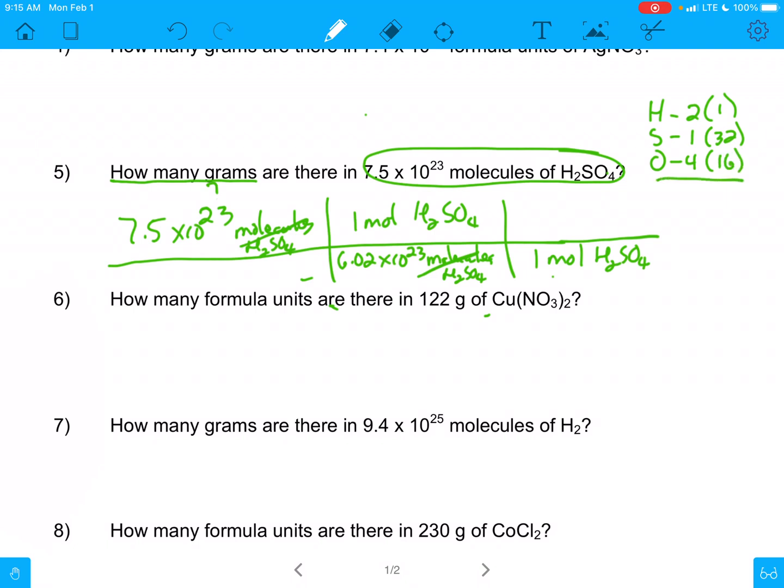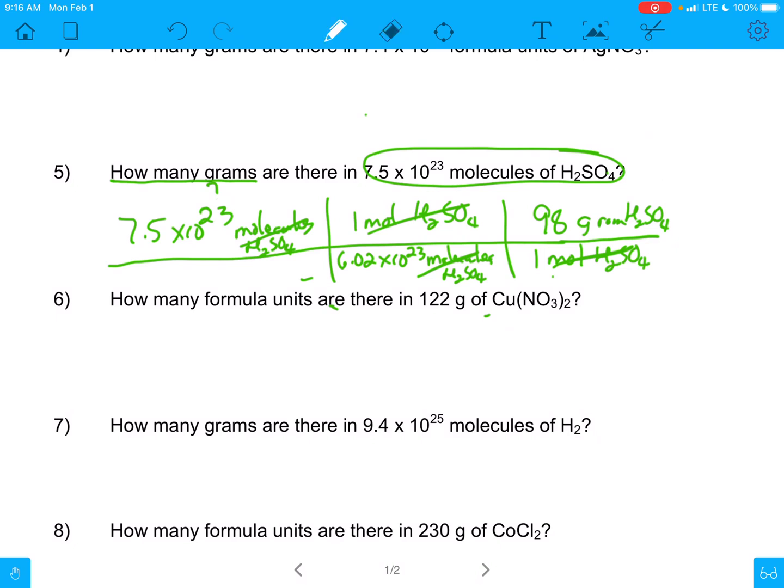So let's do some math here on the calculator. And that's going to be 4 times 16 plus 32 plus 2. That gives me 98 grams per mole. So I'm going to write 98 grams of H2SO4 up here. Moles are going to cancel, and I'm going to be left with my answer. All right? And I'm going to put that answer on here in just a second. Let me erase my molar mass calculation. Get that out of the way.